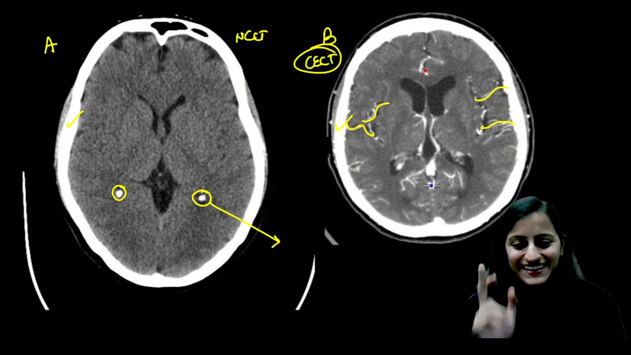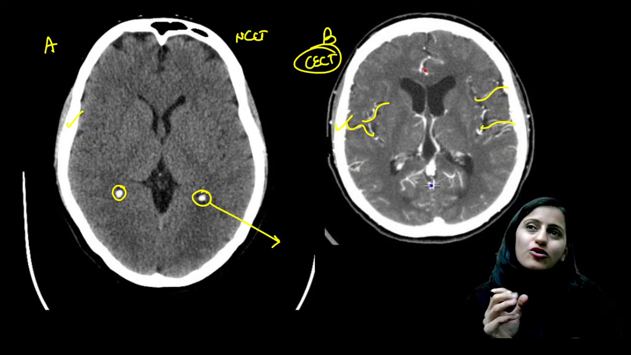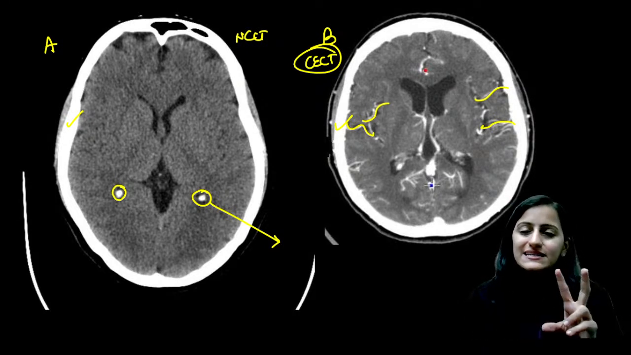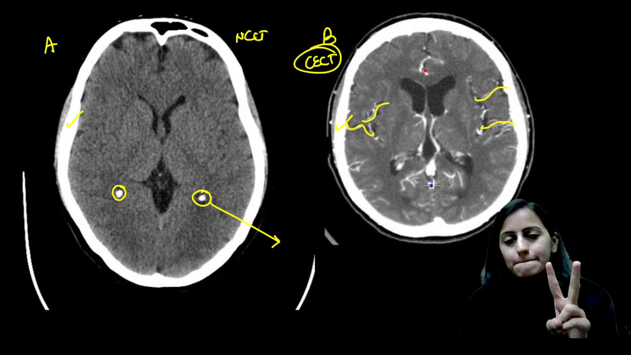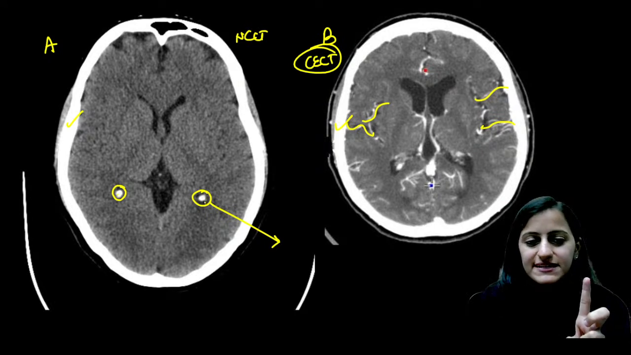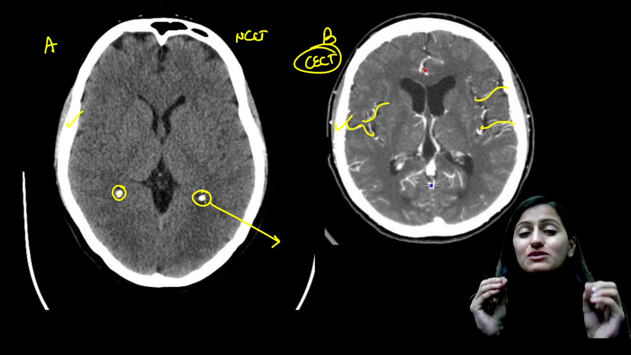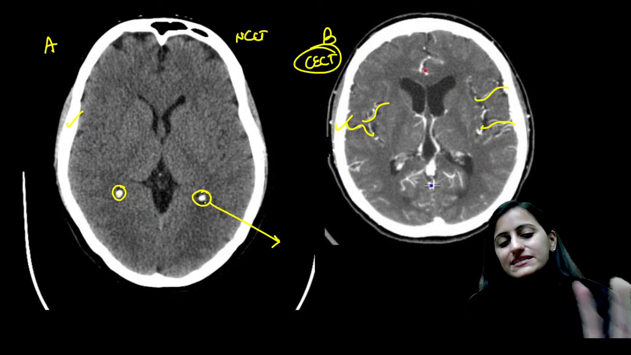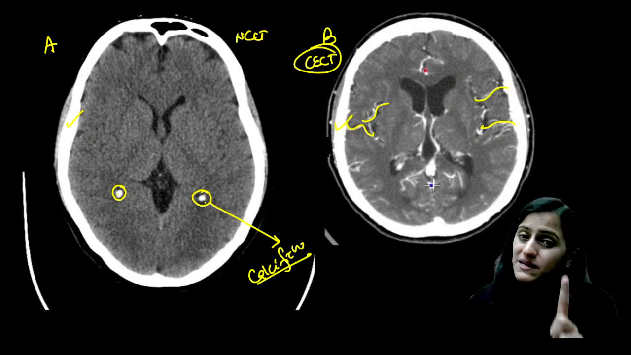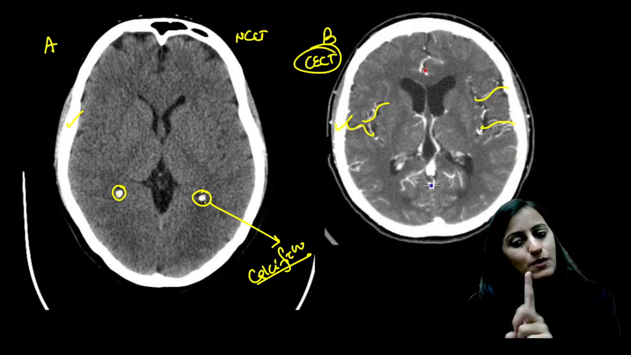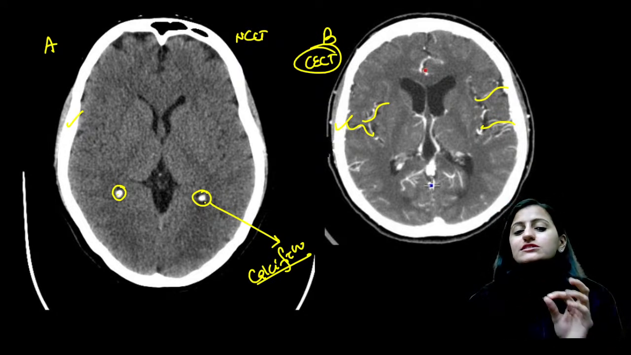See, correlate your anatomy. Pineal gland, is it one or two? Only one. Where are we seeing? This is bilateral symmetrical white color. White on CT, white like bone. This is basically calcification. So can it be pineal? No, because pineal is only one, but we are seeing two. So this is not pineal.